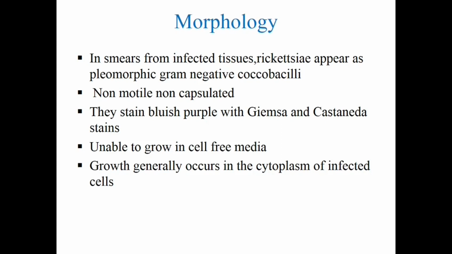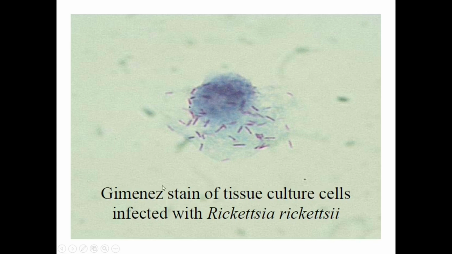Okay, and they're all transmitted through the help of an arthropod. This is how they may look: Gimenez stain of tissue cultures. So these are the special tissue culture cells. That means you have to maintain cell lines, and then you infect these cell lines with the samples collected from these patients. So you can see it is infected. This is a cell line which they have stained, and it is containing these bacteria.